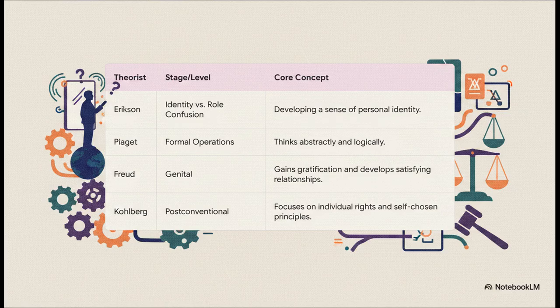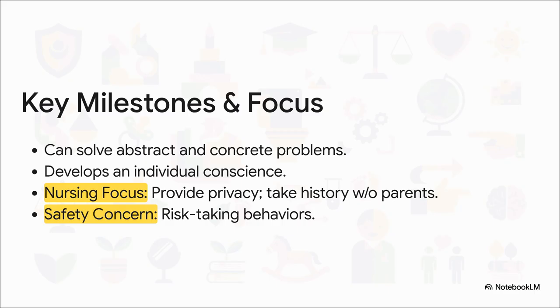It lets the teen think about their place in the world, which leads straight to Erikson's search for identity. It also lets them think about complex moral issues, developing what Kohlberg calls post-conventional morality, which is based on their own principles, not just what society says. So in your nursing practice, you have to respect this drive for identity and independence. It's non-negotiable.